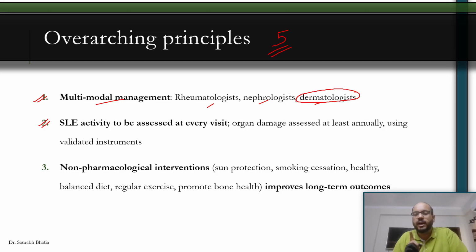Every visit, you have to assess what the activity of SLE is, even if it has quieted down post treatment. So you have to use various measures or criteria or scales or grades to grade the activity of SLE at every clinical visit. Organ damage has to be assessed every year using instruments. There are various instruments available on the internet. You can go ahead and read about them, and you have to use a validated instrument so that you can assess the activity of SLE at that given point of time.